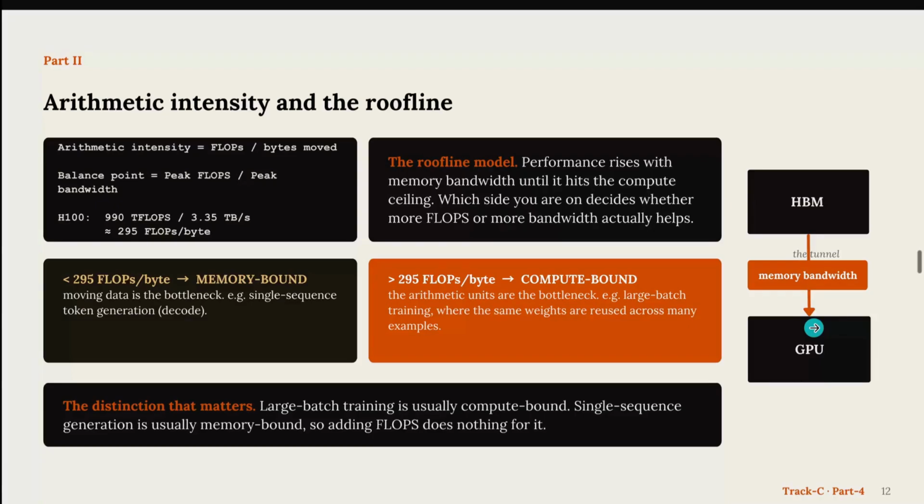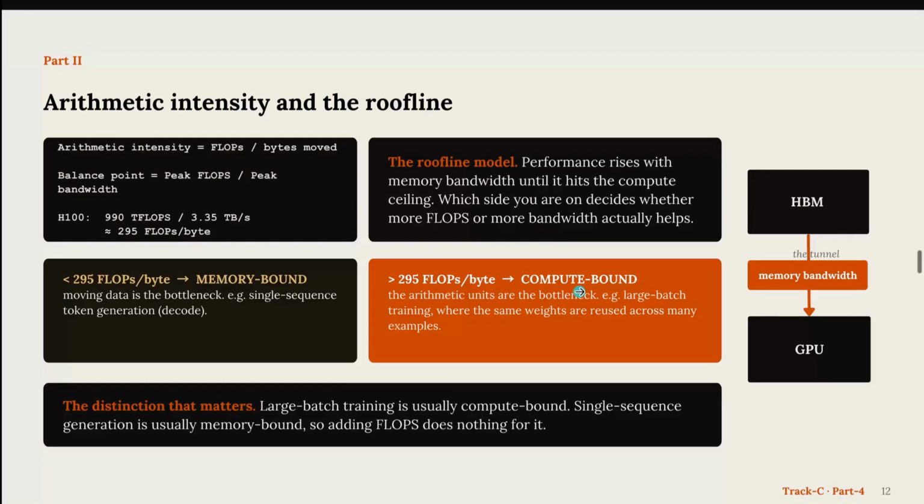How? Let's take a look at this. Imagine you are getting less than 295 flops per byte. It basically means memory bound. That is, you're not doing enough calculations. Sorry, you're not passing enough bytes per second, or you are passing too much data and it is not able to compute. So moving data seems to be the bottleneck here. Example, single sequence token generation, decoding will be slower.